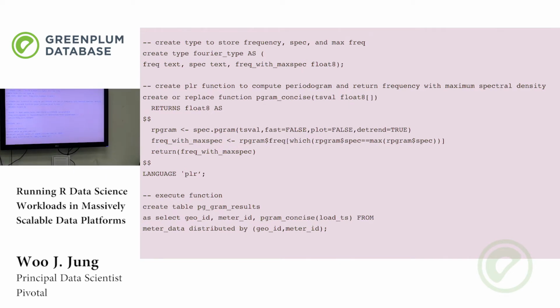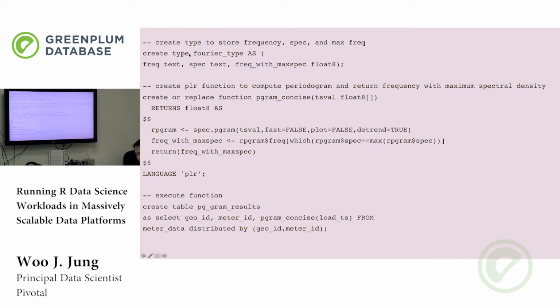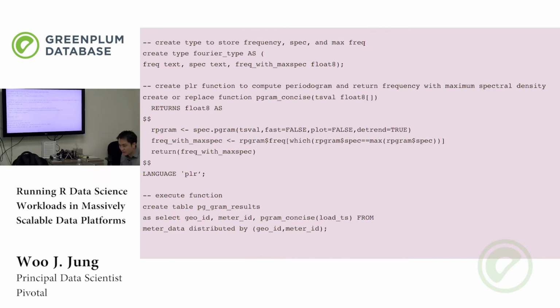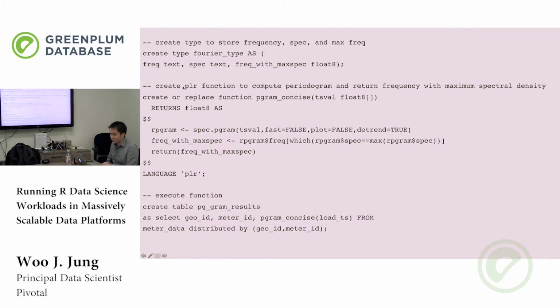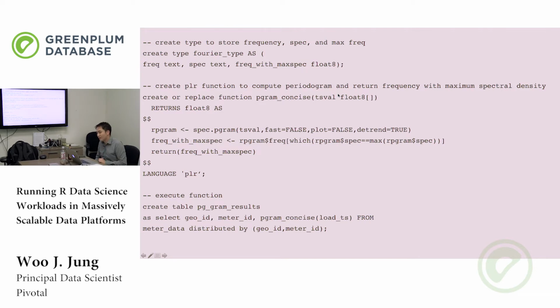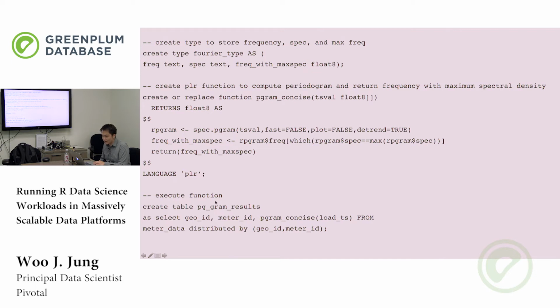And so we set the stage for that, and we create a SQL type as a skeleton target table. Then we create a PLR function to compute the periodogram and return the frequency with the maximum spectral density back to Greenplum. We do that by using the spec.pgram function in R. Everything that's in the $$ is just your plain and simple R code that you run on your laptop. What we were doing here was returning the frequency value with the maximum spectral density, and that's provided in these lines of code.